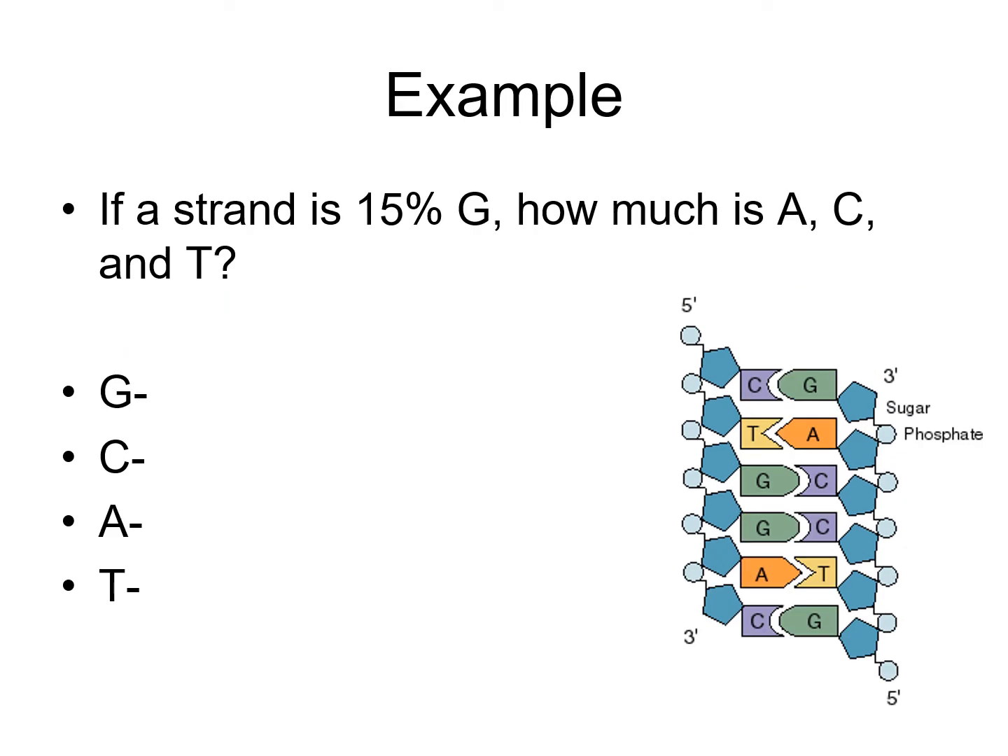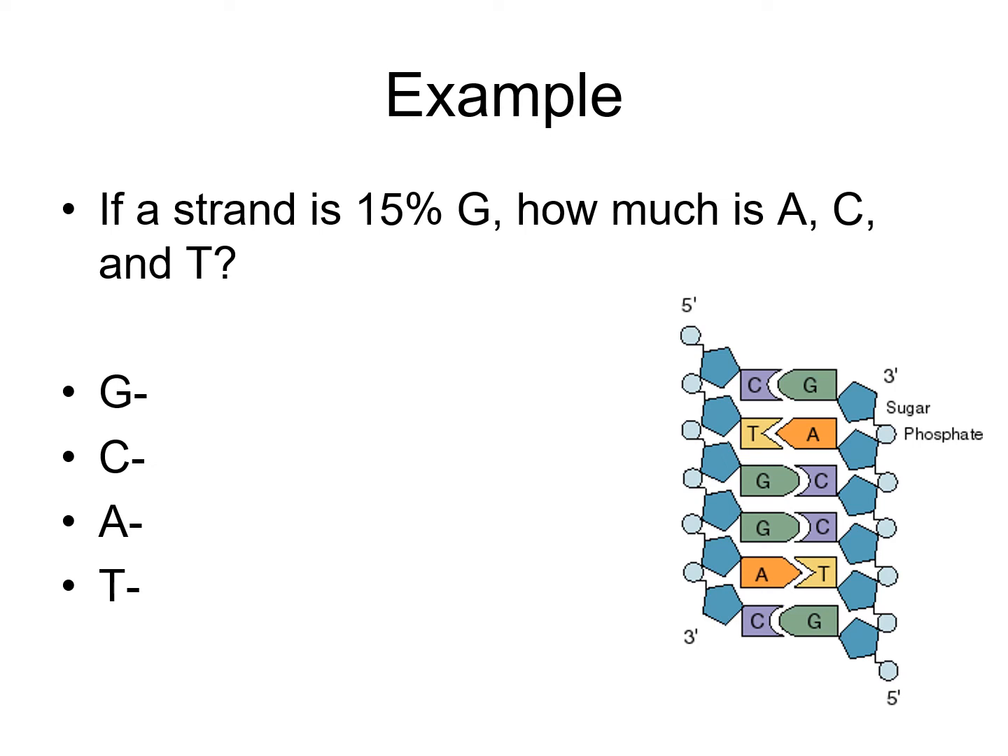So if a strand is 15% guanine, how much adenine, cytosine, and thymine do you have? Well, obviously we have to have 100%. So if guanine is 15%, what always goes with guanine? Well, G's and C's always go together. So if I have 15 green Legos, its partner is the cyan Lego. So if I have 15 greens, I have to have 15 C's as well.